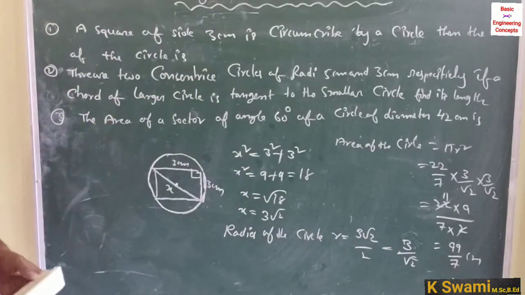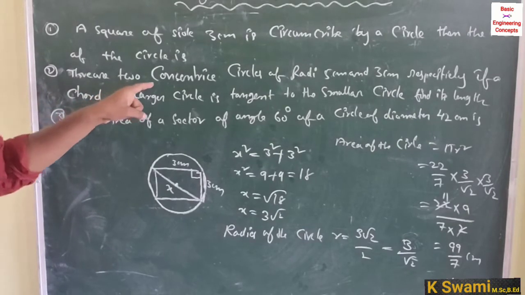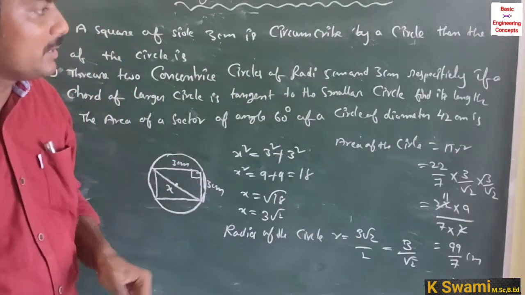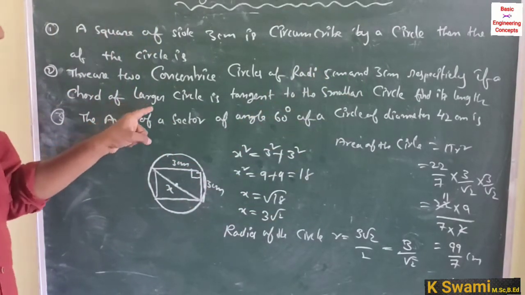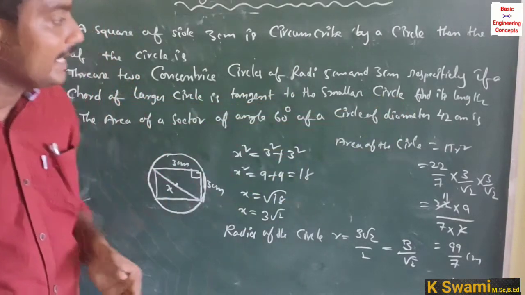The second question is, there are two concentric circles of radius 5 centimeters and 3 centimeters respectively. If a chord of the larger circle is tangent to the smaller circle, find its length.